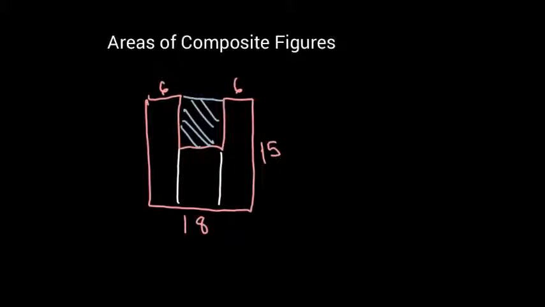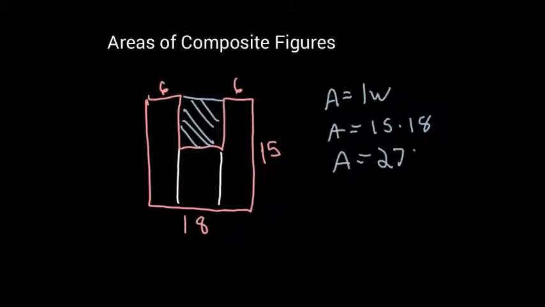So the big rectangle, my area would equal length times width for a rectangle. So area would equal 15 times 18. So then I need to work out 15 times 18, and I'd get 270. So now I have to find that piece that's taken out of that 270.